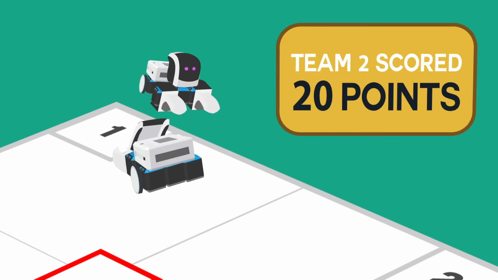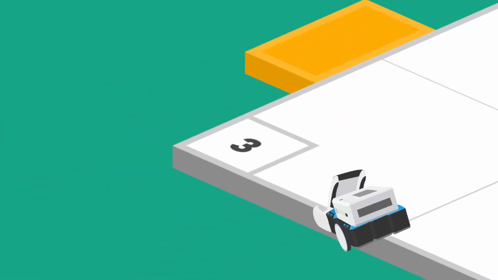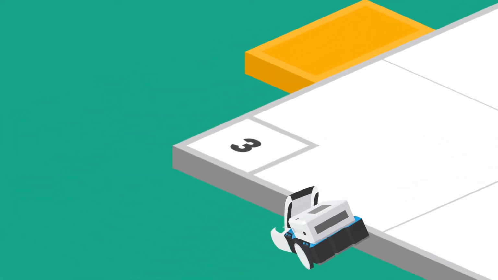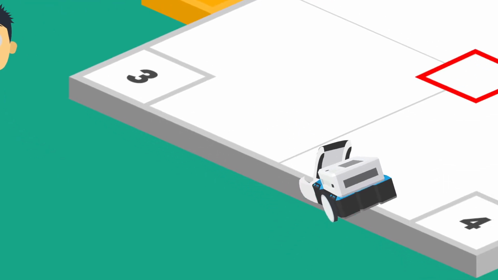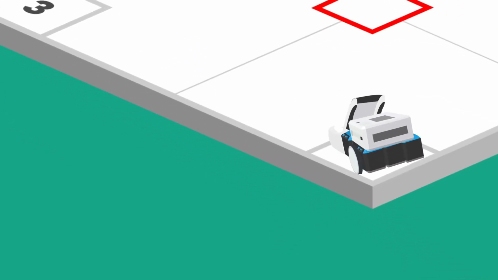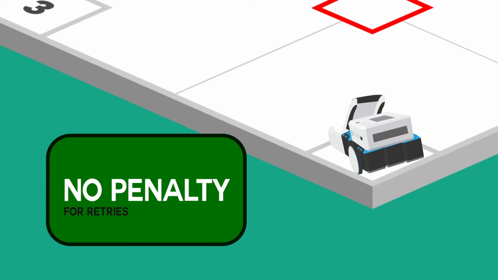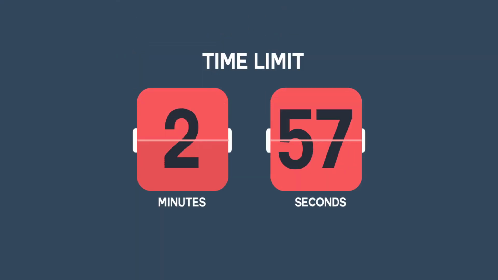If your robot has fallen off the game field, or is immobilized, you can ask for a retry, and place your robot back at the home zone. There's no penalty for retries. Each game lasts for 3 minutes.